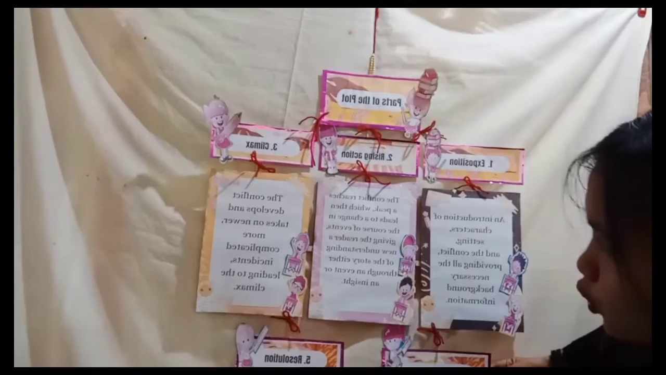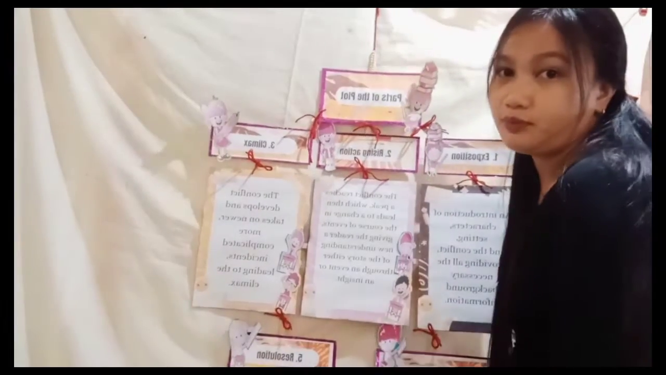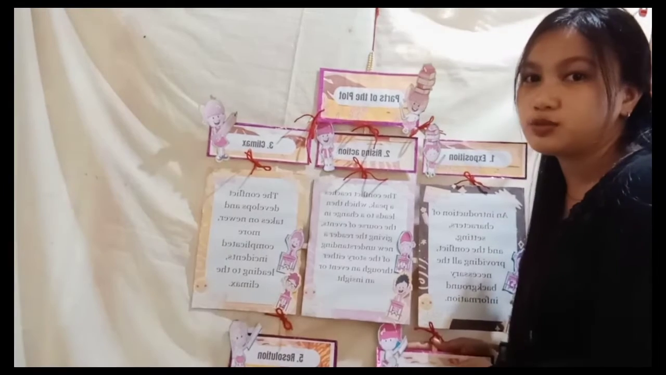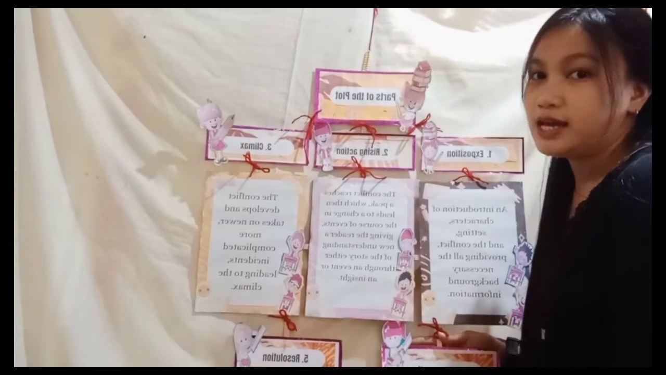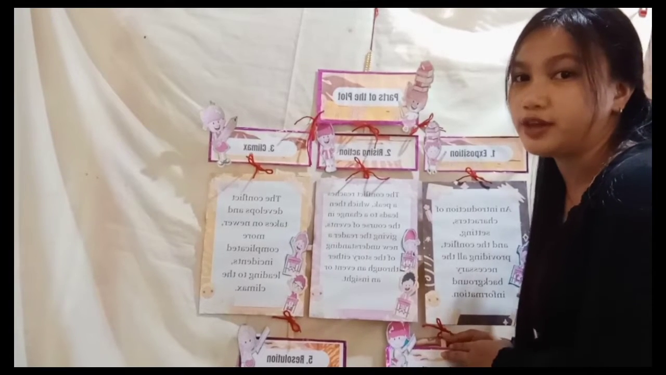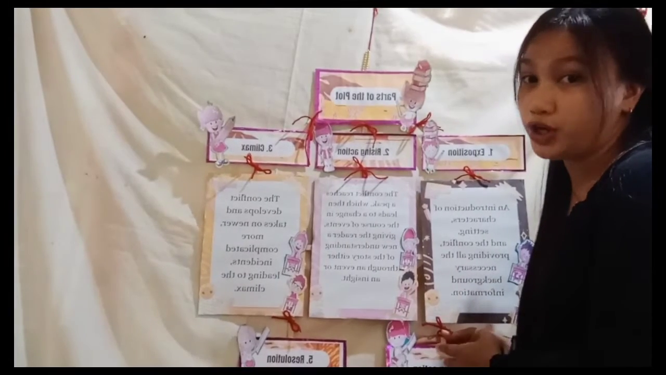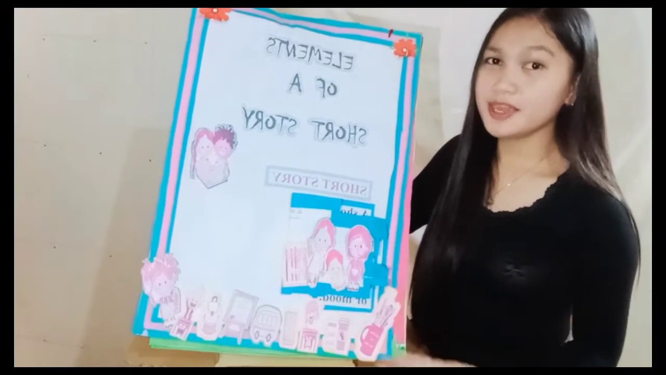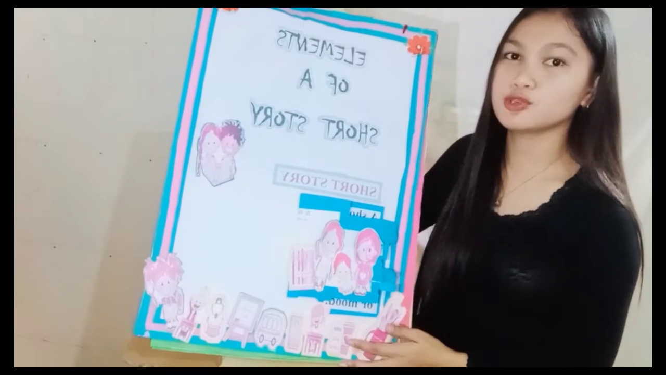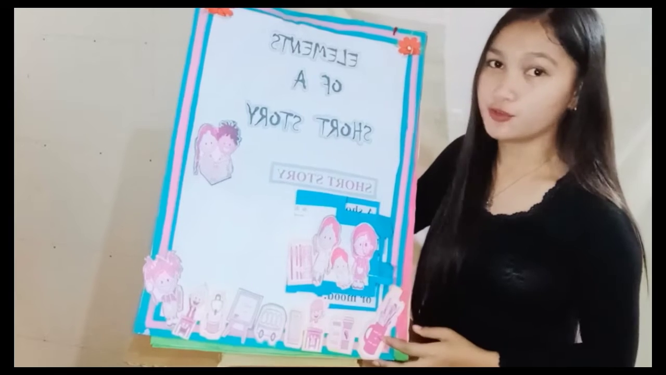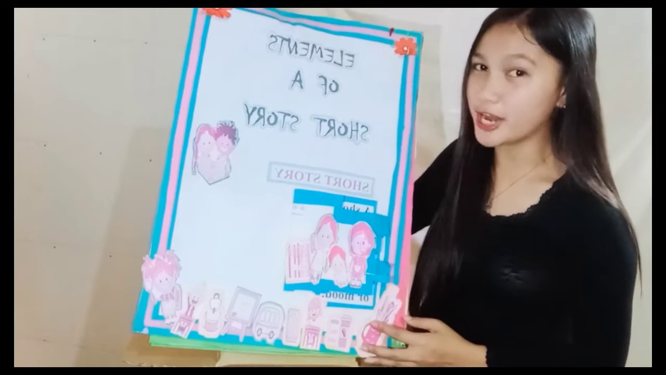Also, I have here a rope and roll display. I use this instructional material because the main advantage of teaching with display boards is that it helps in visual learning, which helps the children to remember what they have learned for a longer period of time. So, in making this flip chart, I chose to put here what a short story is and its elements. So first, what is a short story?